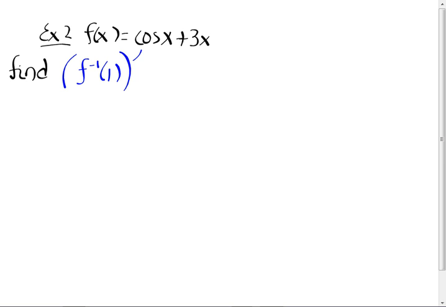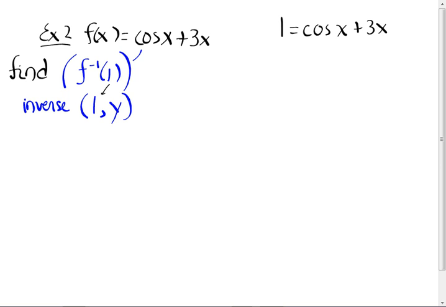So I don't. Okay, this is which coordinate of the inverse? No, the x. So it's 1 comma y. So of my original function, is this the x or the y? It's the y. So 1 equals the cosine of something plus 3 times the same something. You see why it's not the x coordinate, it's the y coordinate. They gave me this one right here, and that's the x coordinate of the inverse.